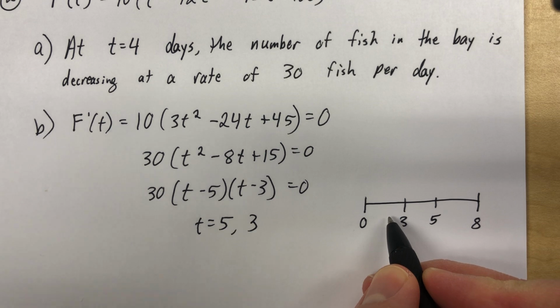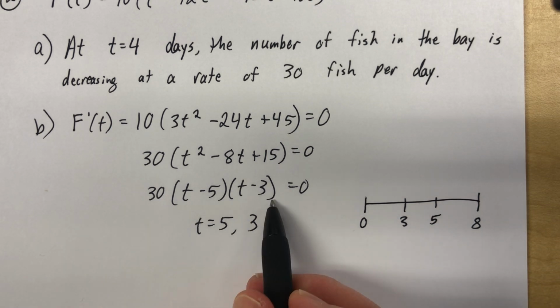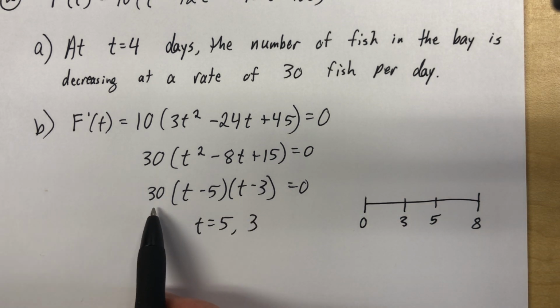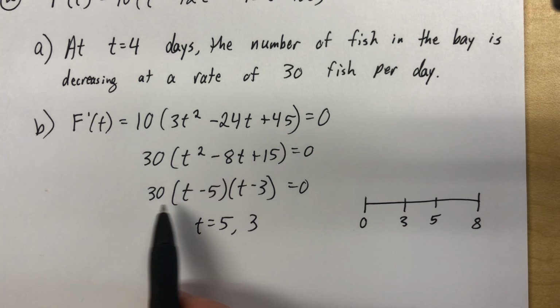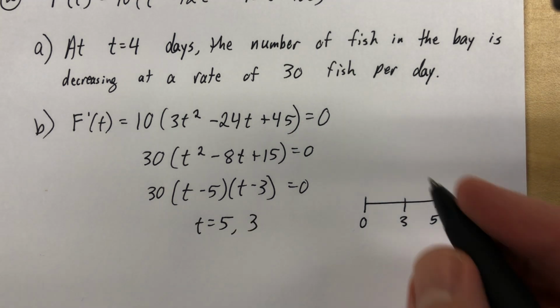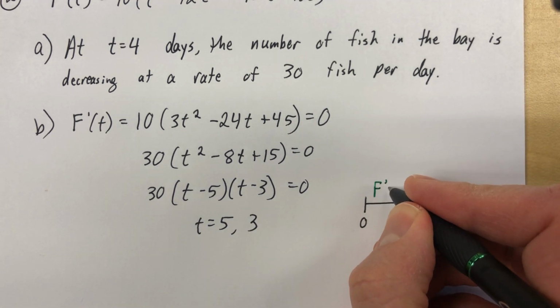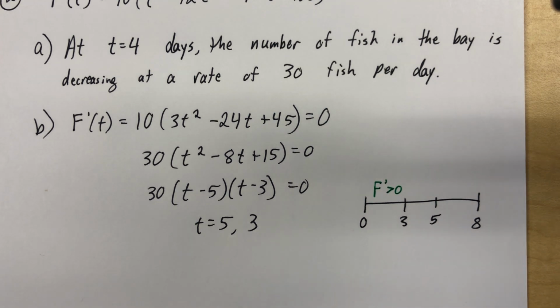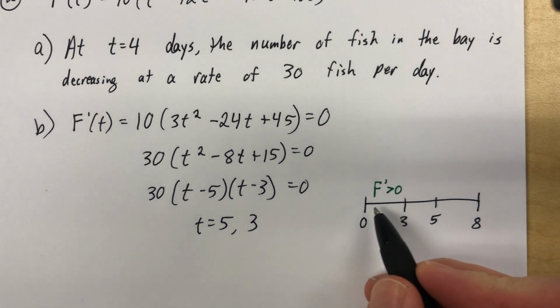This 1, for example. If I plugged a 1 in here, I would have a positive. That 30 is always positive. We're just going to ignore it from now on. So I'd have a negative here and a negative here. Negative times that positive is going to give me a positive. So my derivative is positive on the interval from 0 to 3 days. Okay, so far the function is increasing.